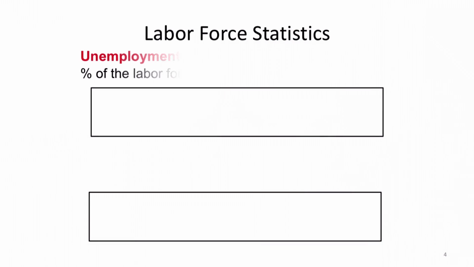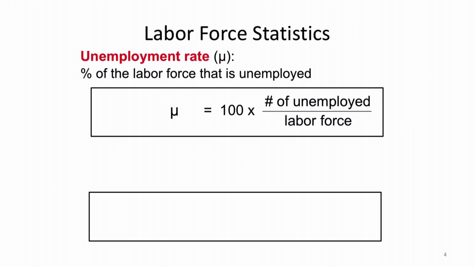Next, we want to look at the unemployment rate. The unemployment rate is the percentage of the labor force that is unemployed. So to calculate this, we take the number of unemployed people in the economy divided by the total labor force of our economy multiplied by 100%. And that's going to give us the percentage of people that want jobs but can't find them.